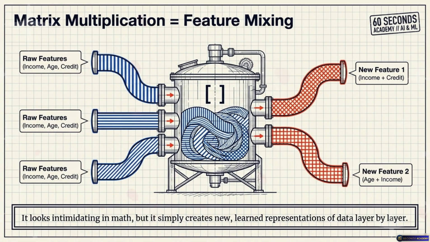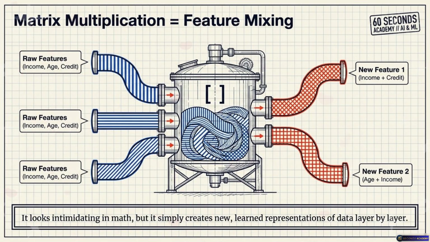It might take 80% of the income value and 20% of the credit score and blend them into a brand new dimension. A completely new feature. Yes. We could conceptualize this new dimension as overall purchasing power. It is a latent feature, a feature that didn't exist in the raw data, but was synthesized by the matrix.